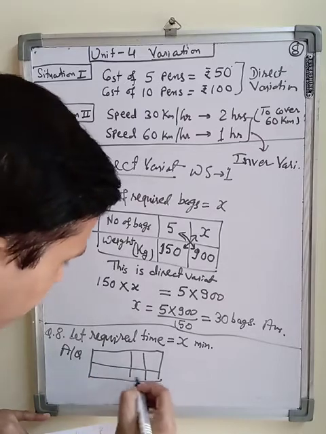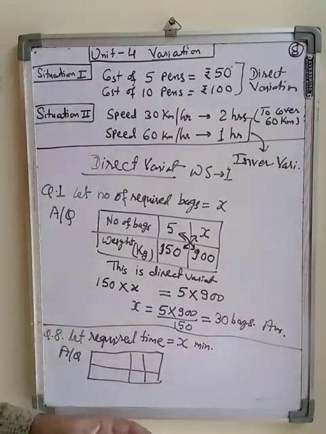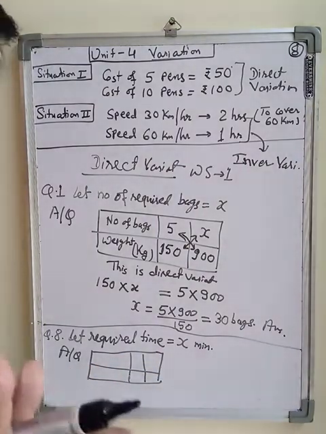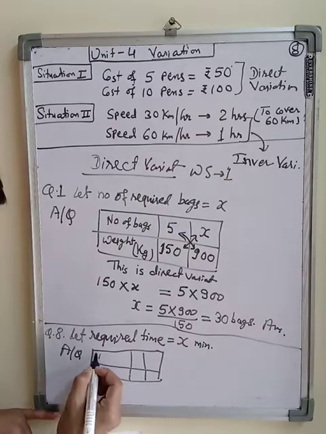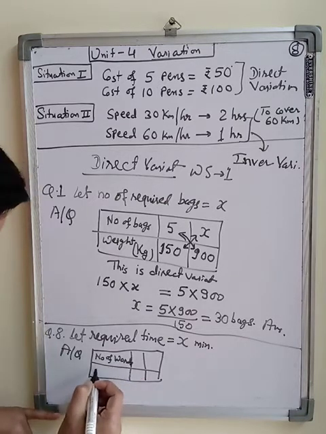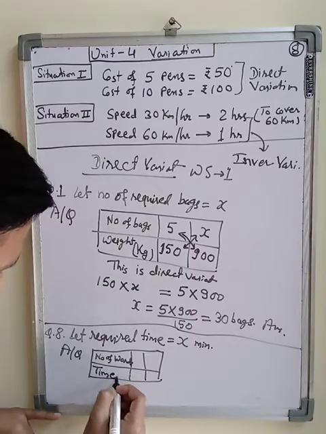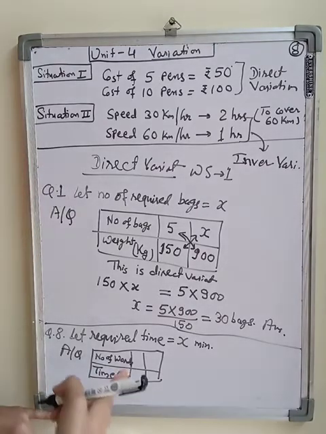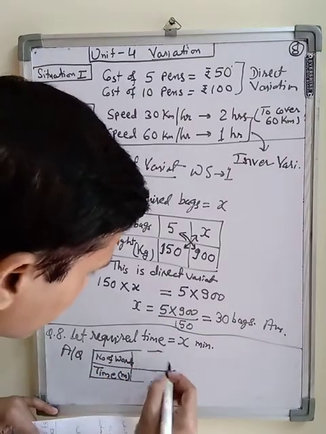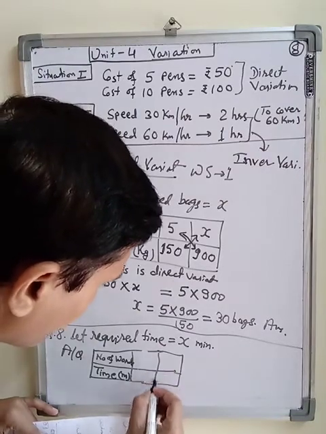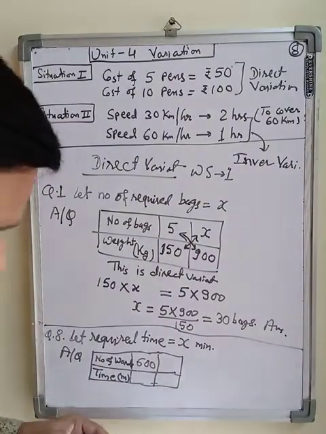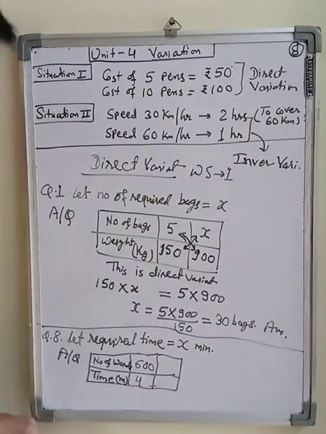This column we will draw, and what two things do we have to compare? We will write this information here: number of words and time in minutes. So here number of words, and here time in minutes. Number of words is given as 600. So for 600 words, how much time is required? 4 minutes. So we write 4.